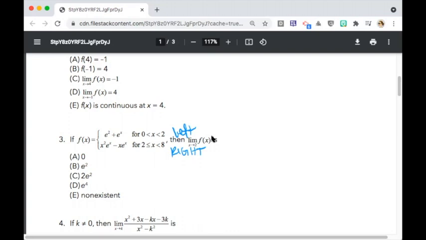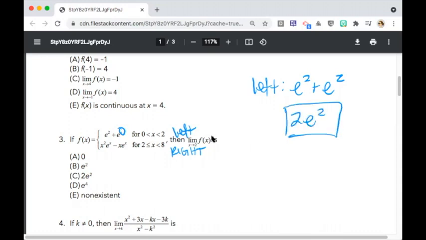So let's plug it into the left side. We're going to plug in that 2. We're going to say e to the second power plus e to the second. We're going to combine like terms, so we're left with 2e to the second. That's what our left side limit is once we do direct substitution.